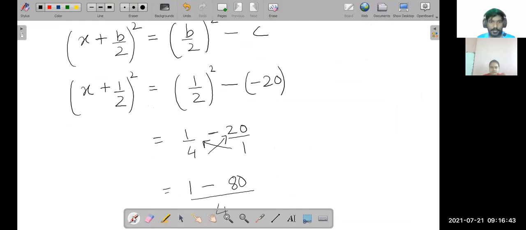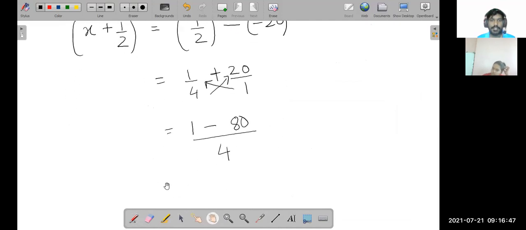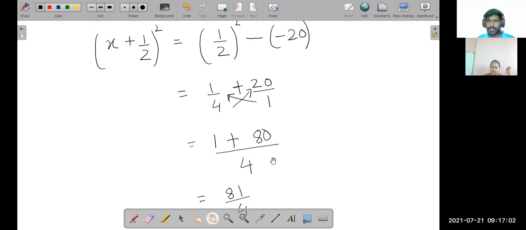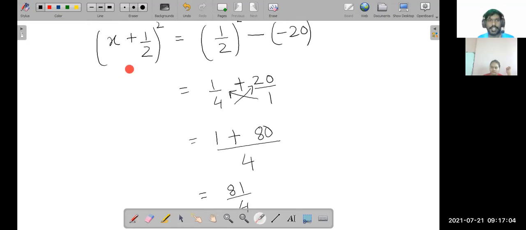So this will become plus. In the next step, it will become plus. And therefore, after cross multiplication also it becomes plus. So this will become 81 upon 4. Clear? Still, 81 is not divisible by 4, but that's okay. We'll now just write the left hand side.